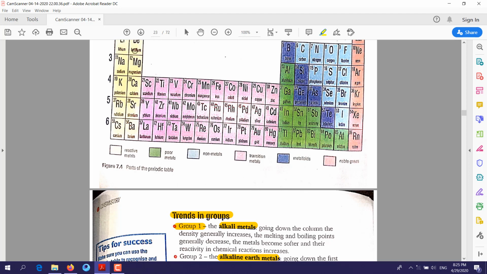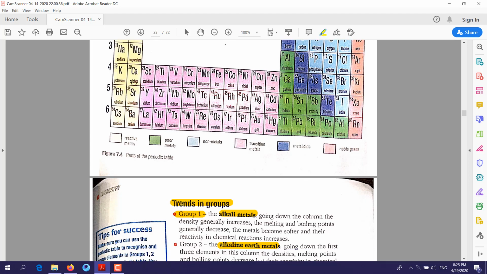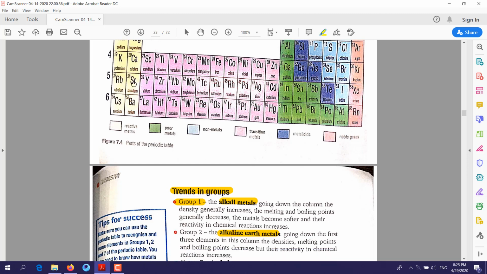Also here, when you go down, for the first three, the density, the melting point and the boiling point all decrease, but what will happen to the reactivity? The reactivity will increase.